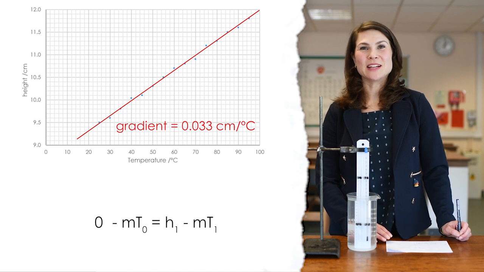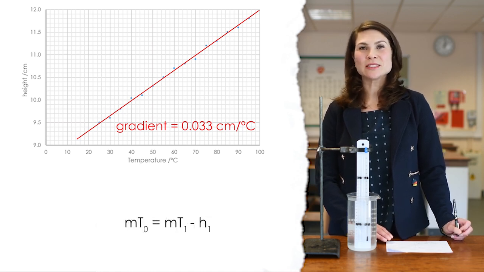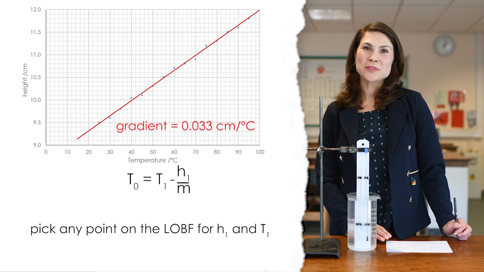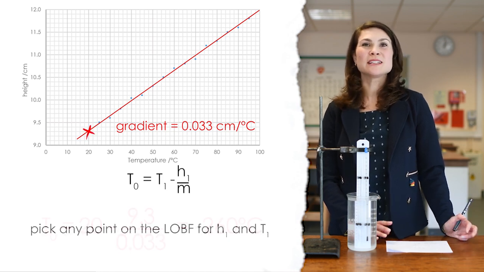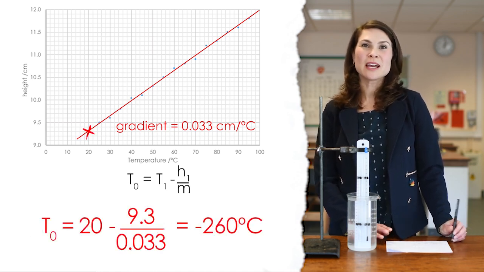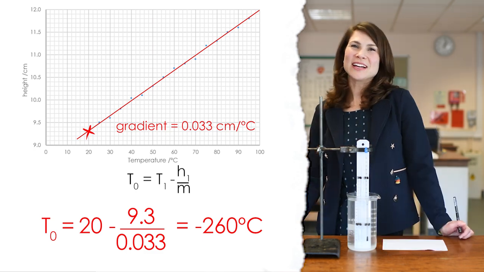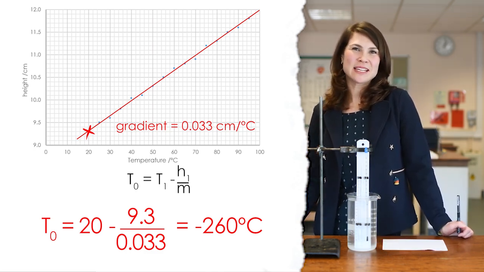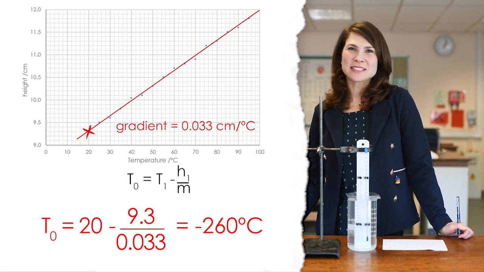Hopefully you will get a value close to the true value of minus 273.15 degrees Celsius. Of course, it won't be exactly this, and you might like to think of the reasons why and the errors involved in the investigation. Our value we have calculated is close to that value. There is less than 10% error between our value and the accepted value.